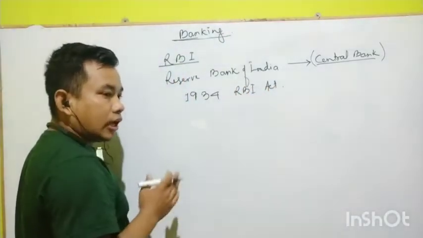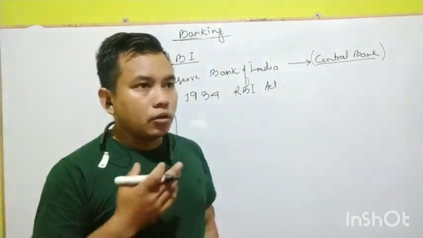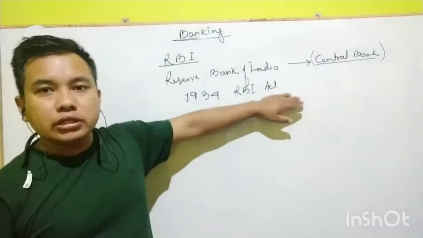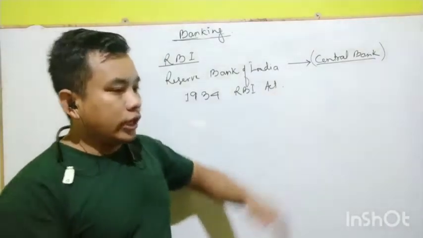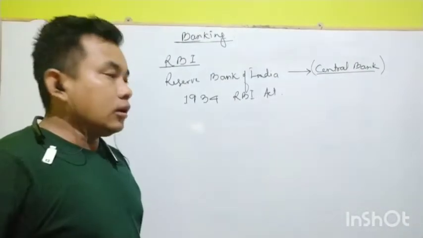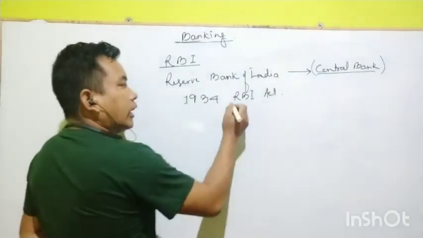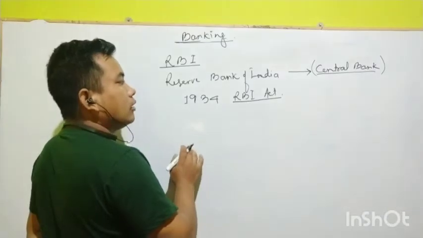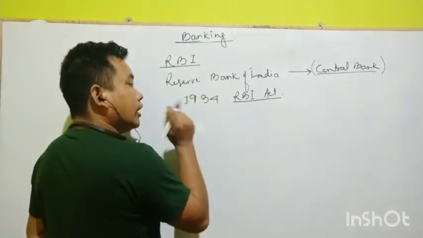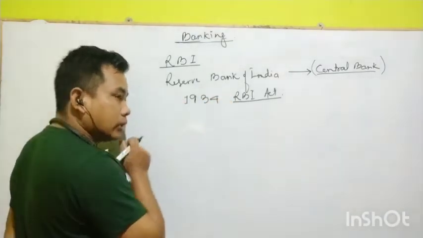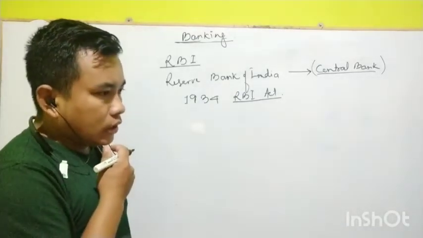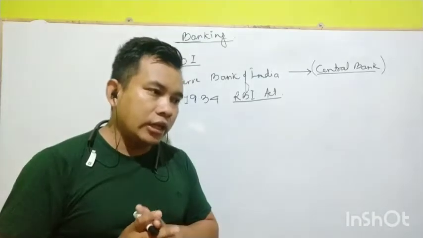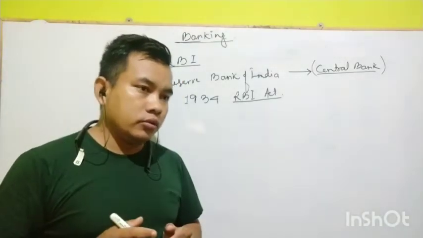You know, this Act is part of the rules and regulations. So the Reserve Bank of India Act, the RBI Act, was passed in 1934, and after that the RBI was established.